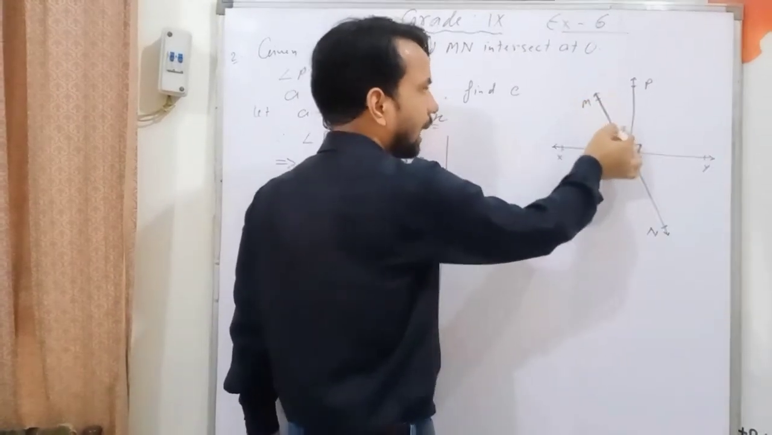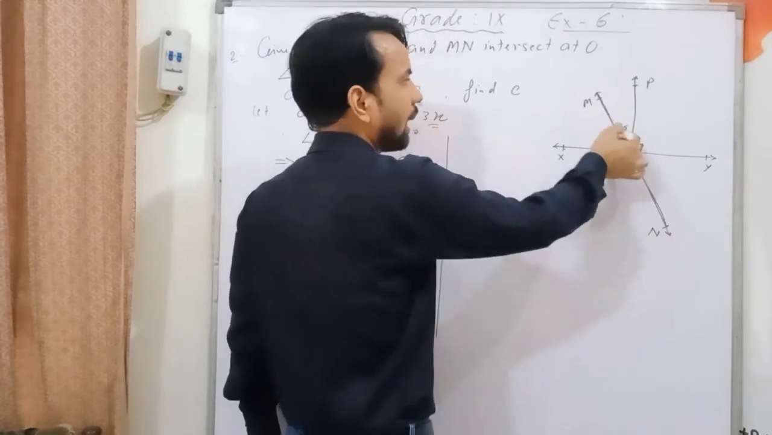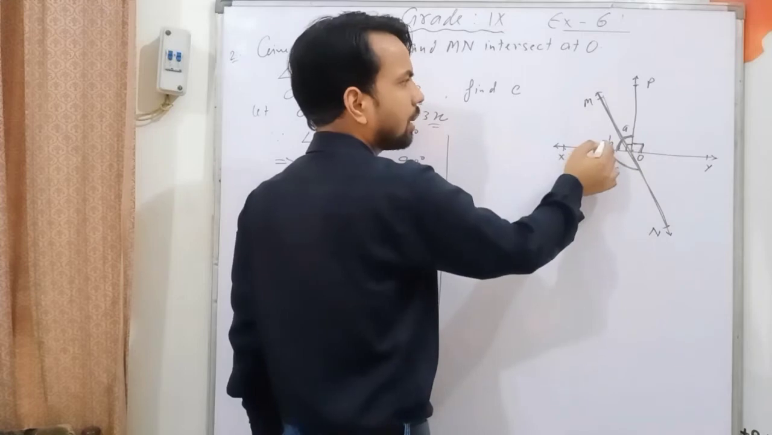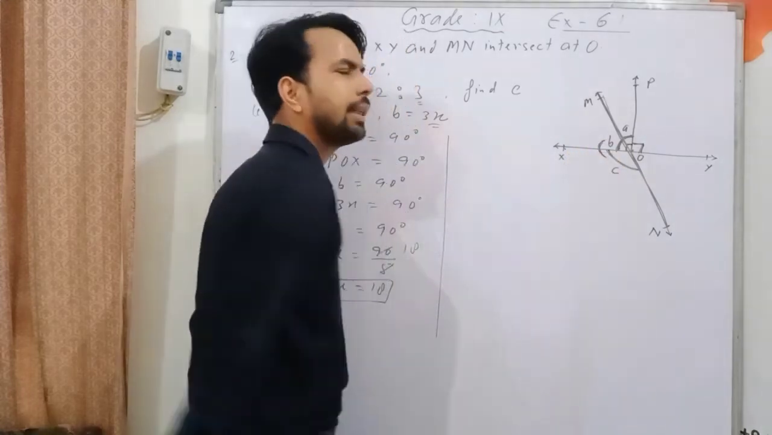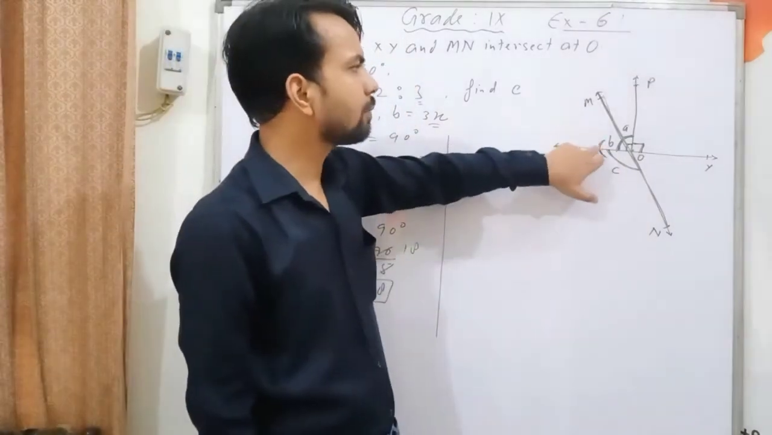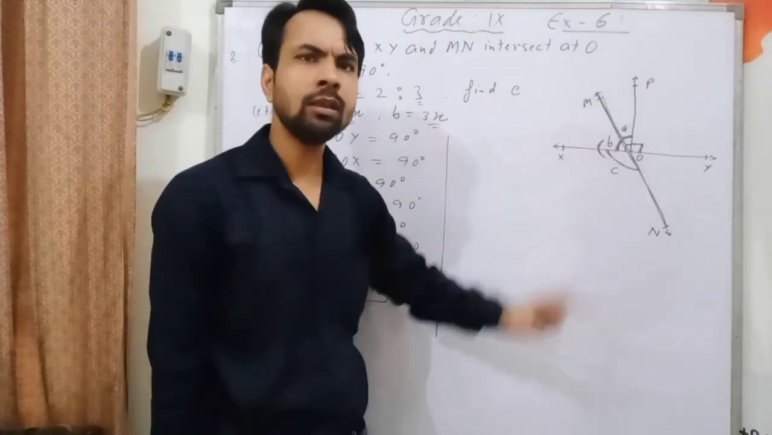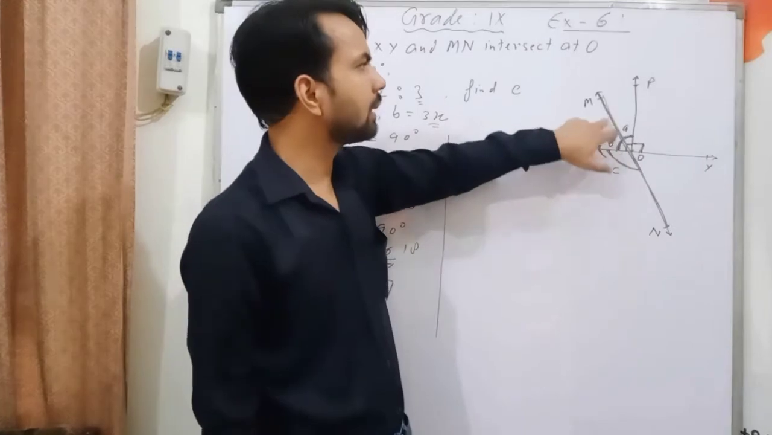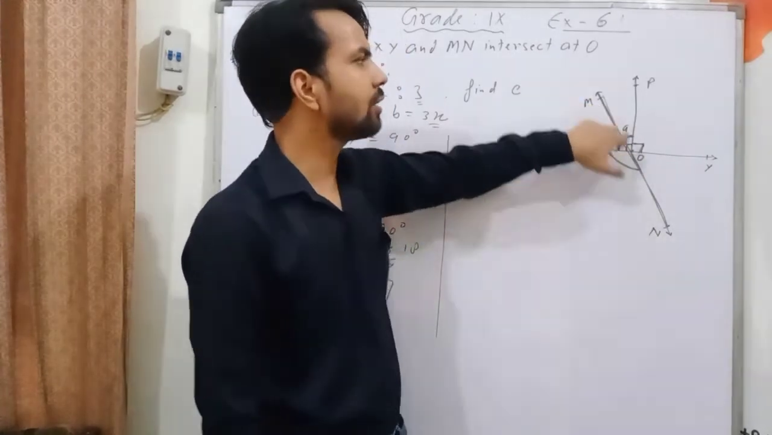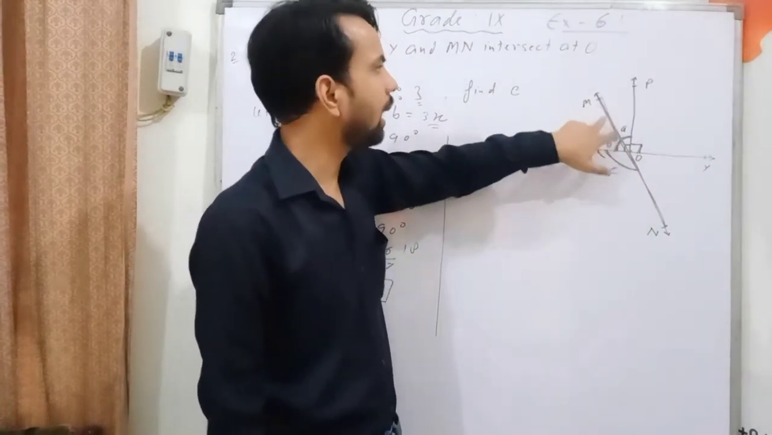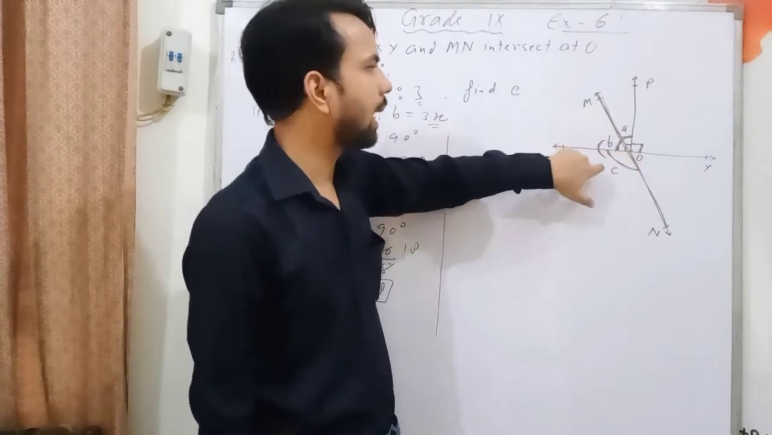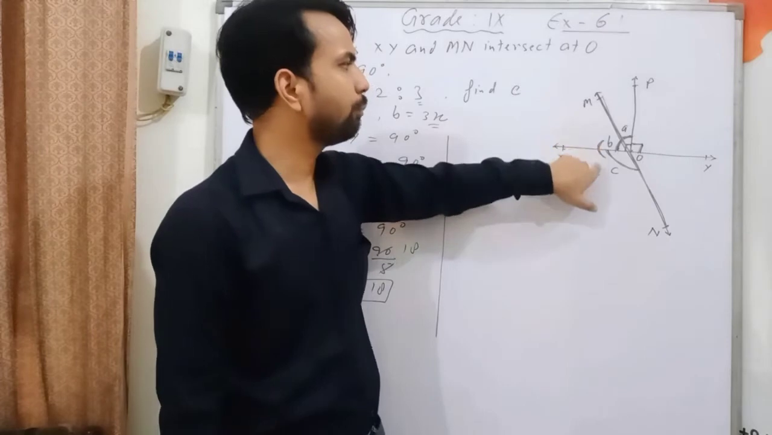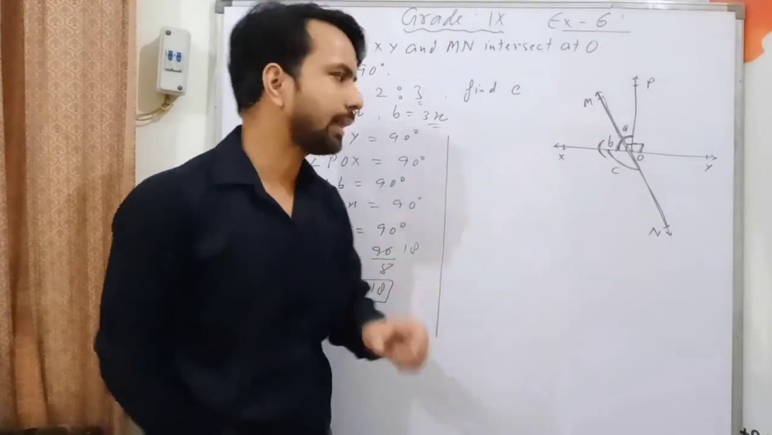Now see, C angle is this and B angle is this. And we know that MN is a straight line. MN is a straight line and these two angles are forming, B and C. The sum of B and C will be 180 degree because they form a linear pair. You know that if two angles have one common arm and the opposite arms form a straight line, then angle MOX and XON form a linear pair. So the sum of B and C angle will be 180 degree.